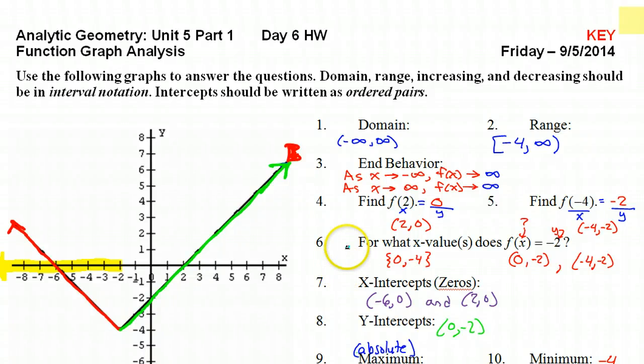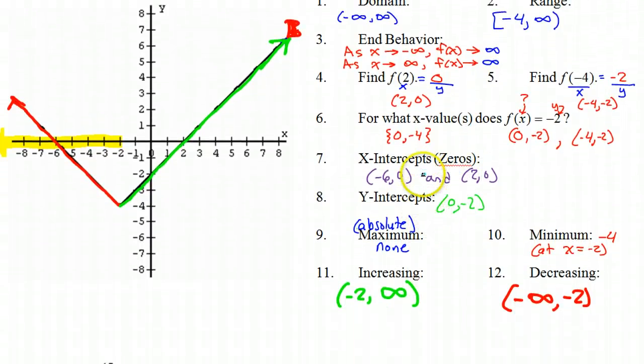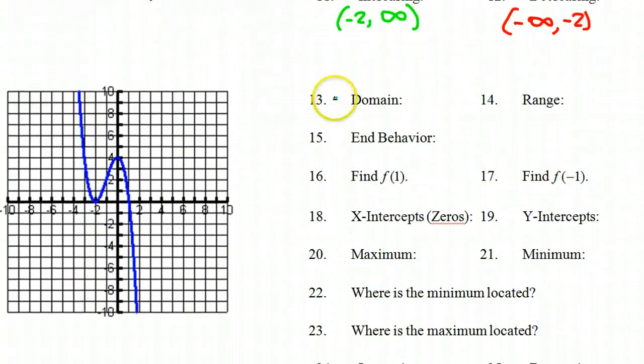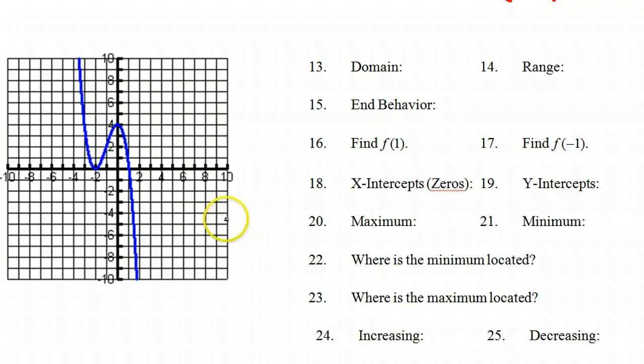All right, this is part 2 video on function graph analysis. We've already done domain, range, and behavior, evaluating from the graph, x-intercepts, y-intercepts, minimum, maximum, and increasing, decreasing. And now we're going to do it all again with this graph.